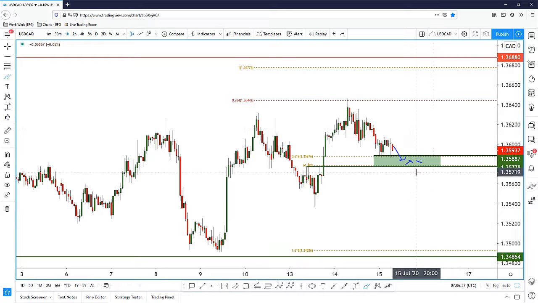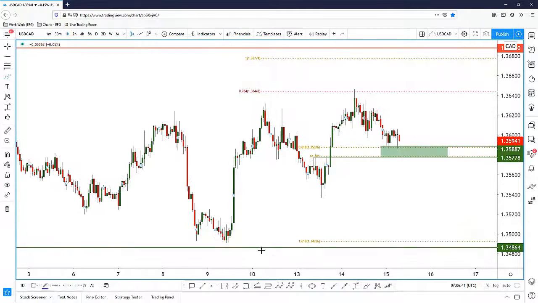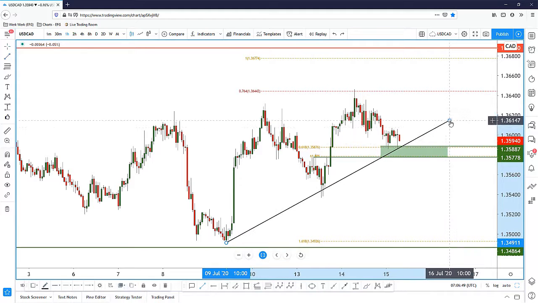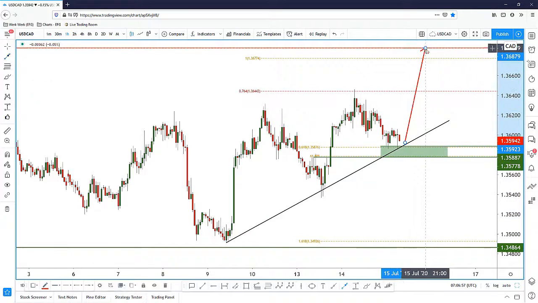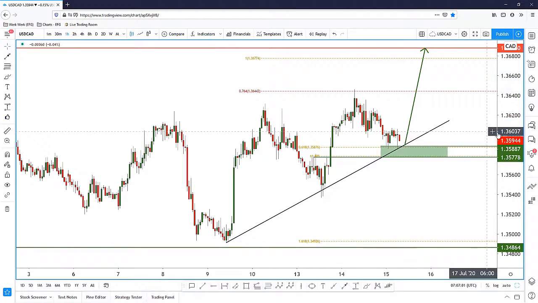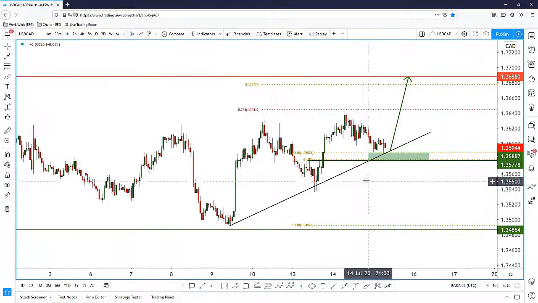If we connect all the lows, because price has been making higher lows, something like that, we can tell that price is testing support, coming close to this ascending trend line support right now. This is something that I would take note of. So let me go back out to the 4 hours.